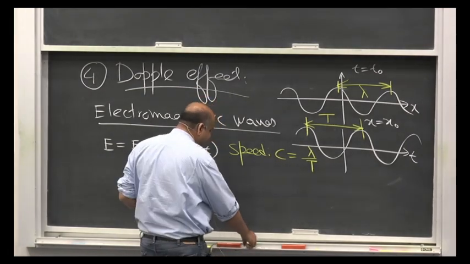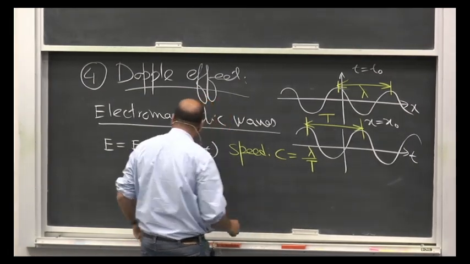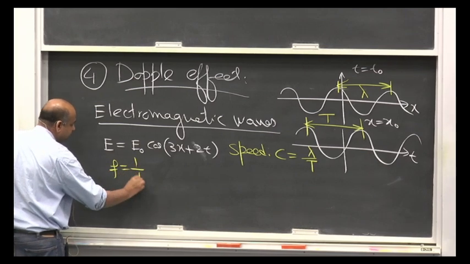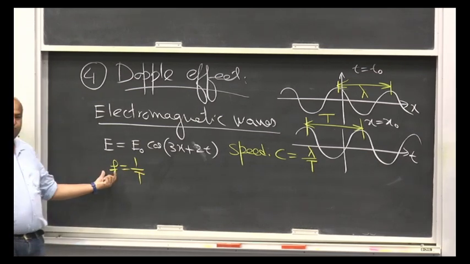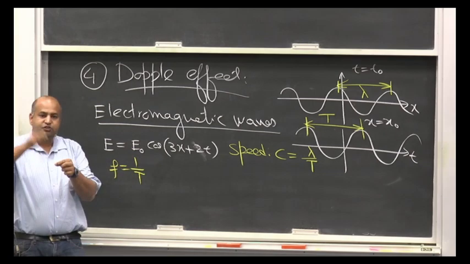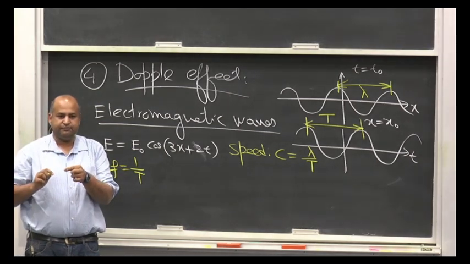And you can actually represent speed in another way as well. Since we can define a frequency f, which is 1 over the time period. It's actually the number of oscillations in 1 second.